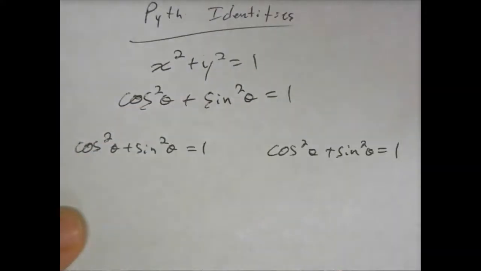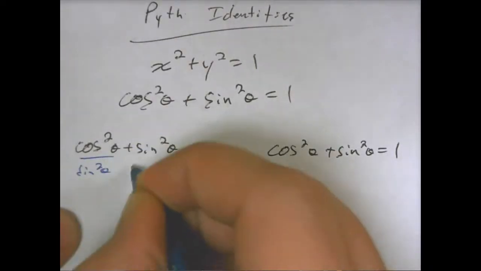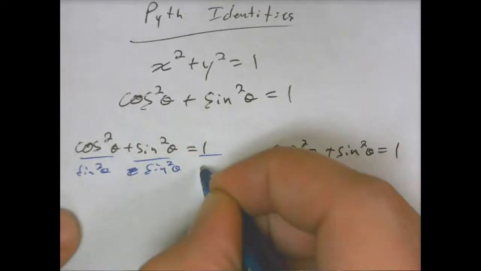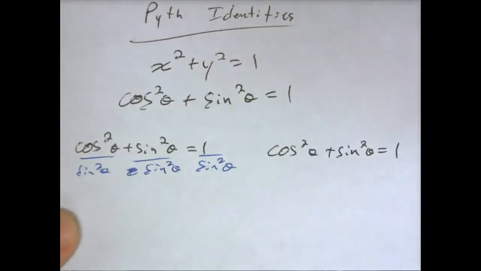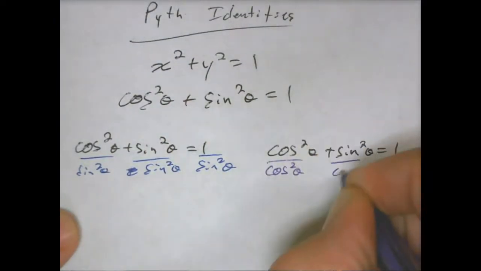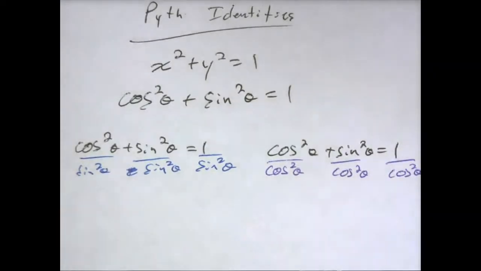if you start out with these functions and divide everything by sine squared, and divide the other one by cosine squared, and you will produce the other function.